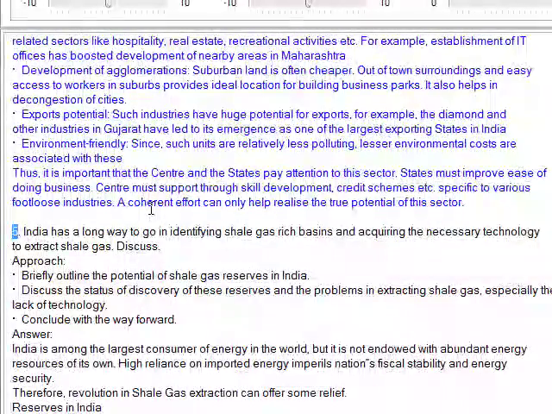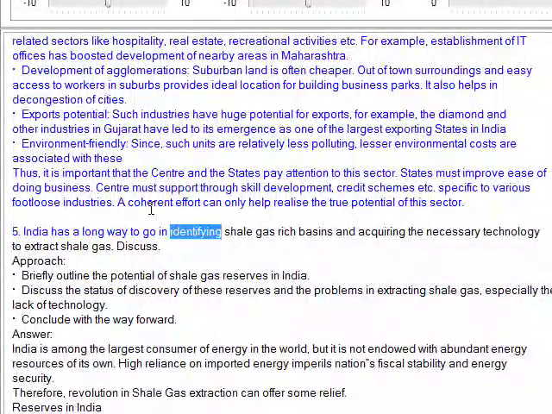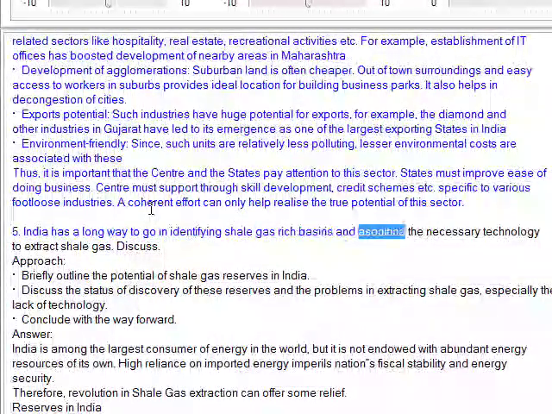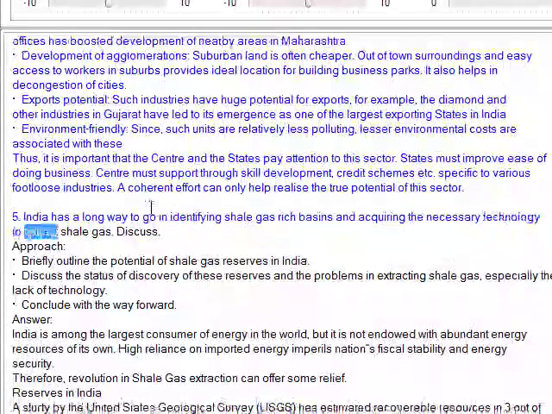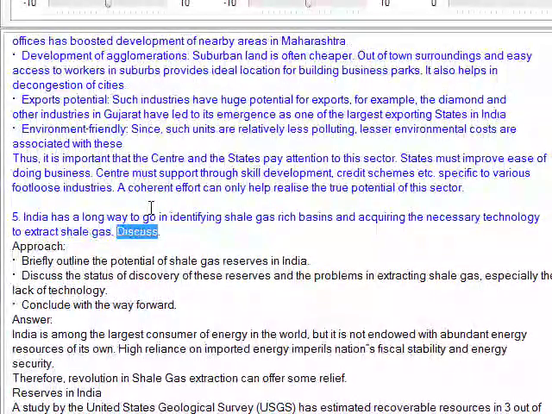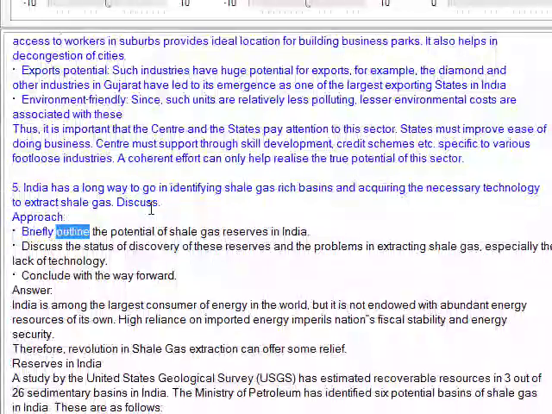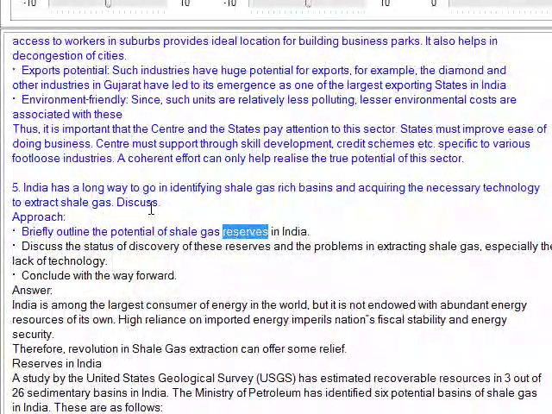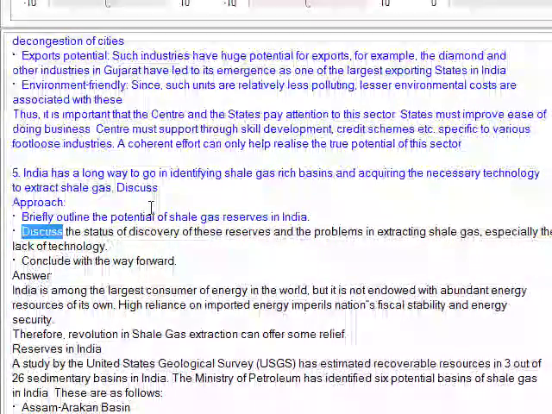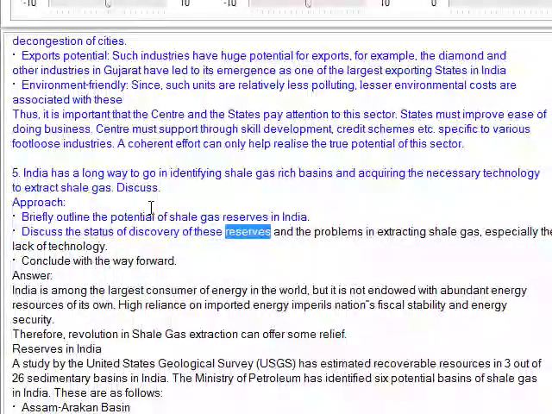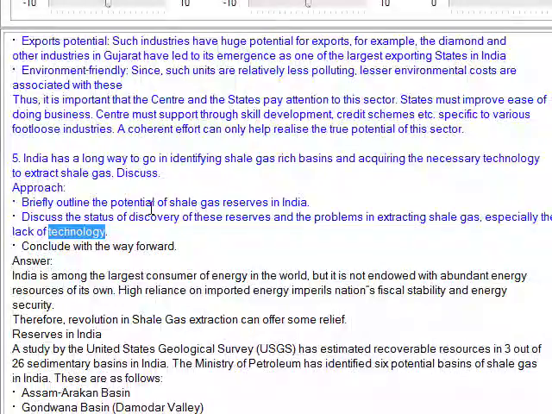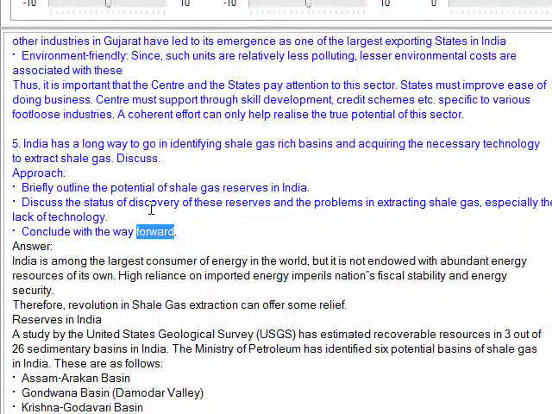5. India has a long way to go in identifying shale gas-rich basins and acquiring the necessary technology to extract shale gas. Discuss. Approach. Briefly outline the potential of shale gas reserves in India. Discuss the status of discovery of these reserves and the problems in extracting shale gas, especially the lack of technology. Conclude with the way forward.